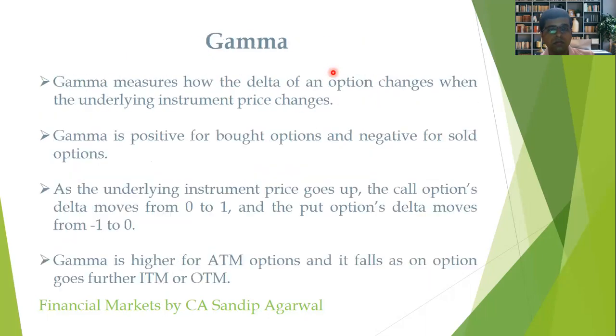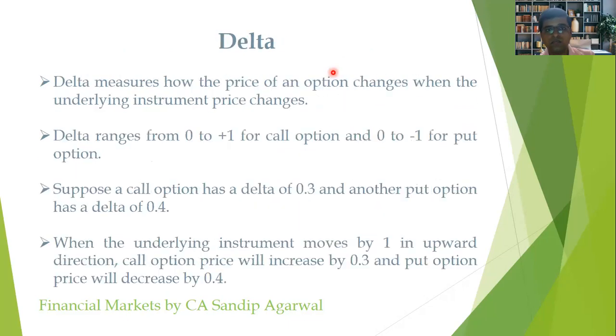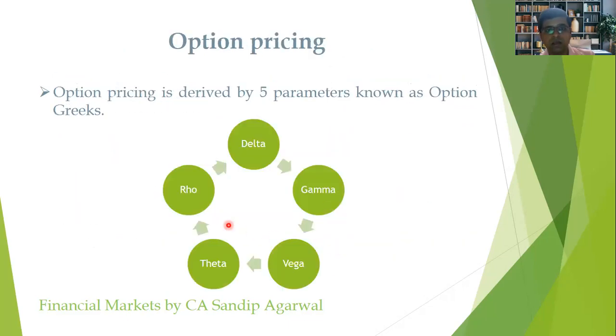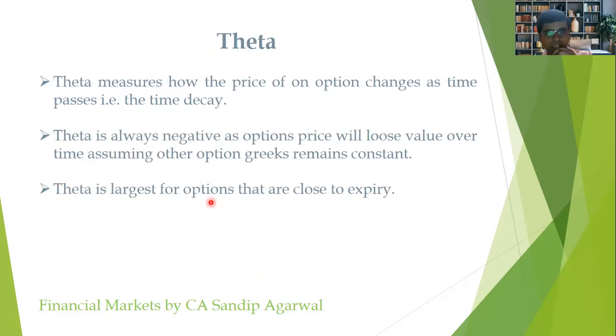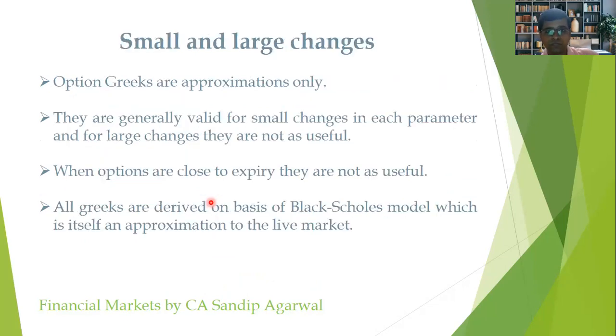The fifth option Greek, which is rho, is not significant and is not used by traders much. It is used basically only for long dated options. Long dated options means if somebody is sitting, say, currently in the month of March, and is dealing in options which are expiring, say, in September and December, which is 6 to 9 months away from the current month, then only rho is considered to be helpful in determining the option prices.